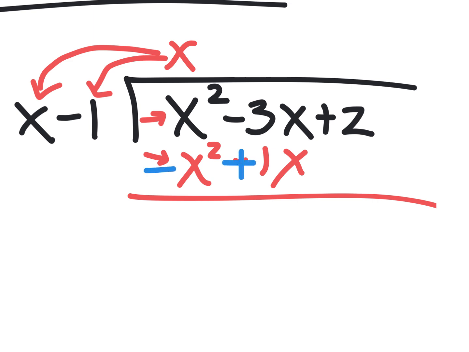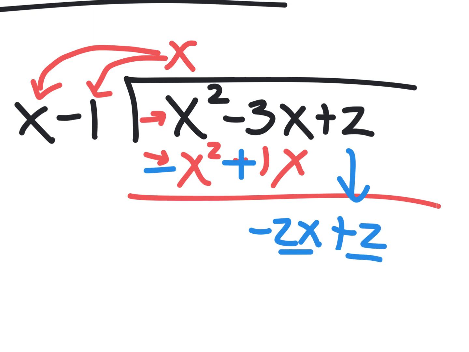So that becomes positive 1x. A ton of kids forget that. Then this became negative 2x. Bring this down, plus 2. If this factors, which it does, then you know it's probably going to work.